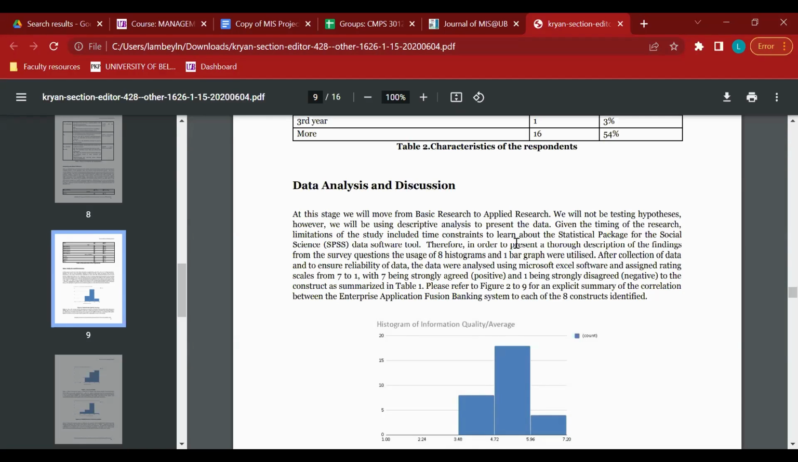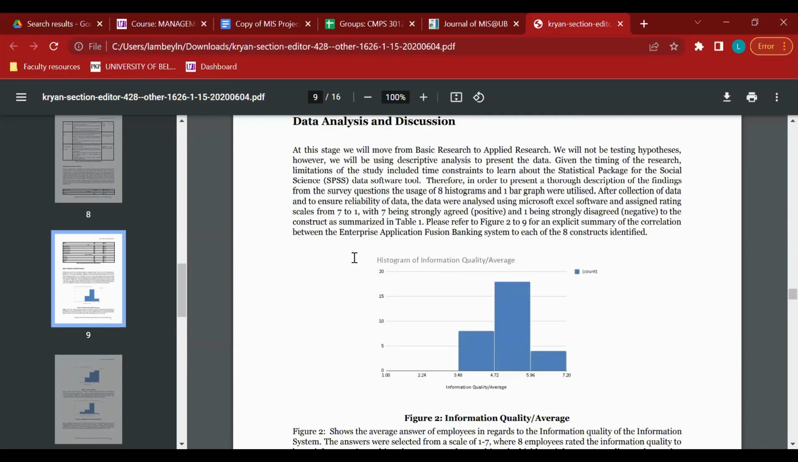So it included these constraints, and another constraint was learning about the Statistical Package for the Social Sciences (SPSS) data software tool. So we see a learning curve here. They had to learn about SPSS, so this took some time. Therefore, in order to present their description of the findings, they went on to say how they were going to go about explaining their findings to us in this paper.